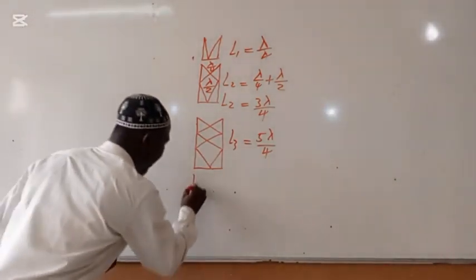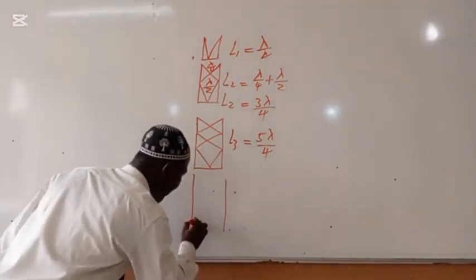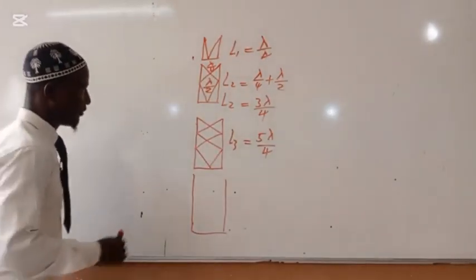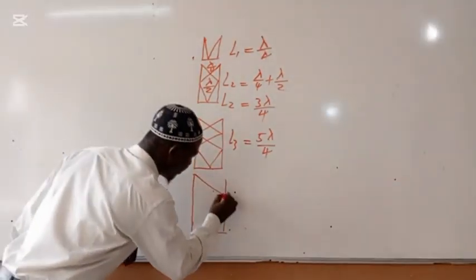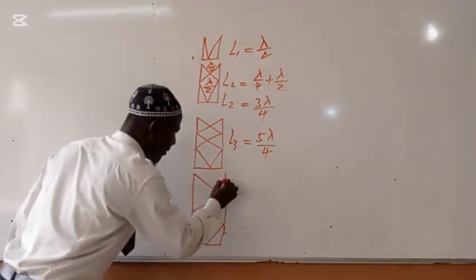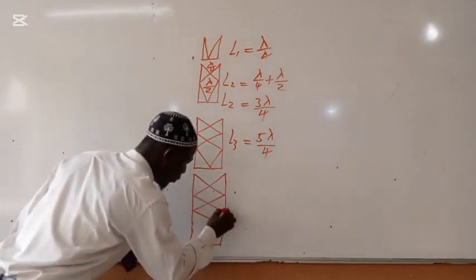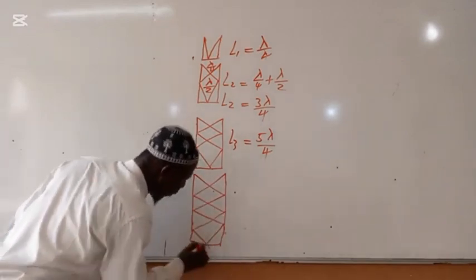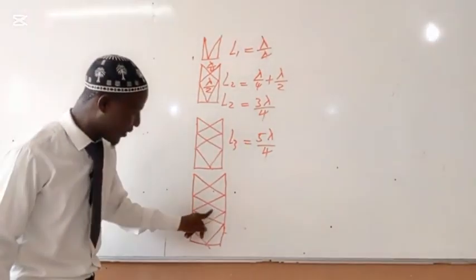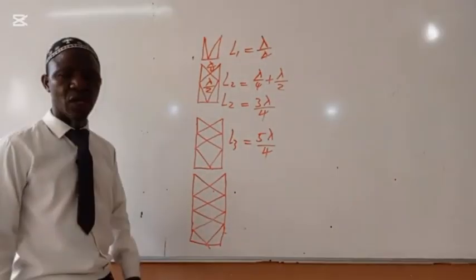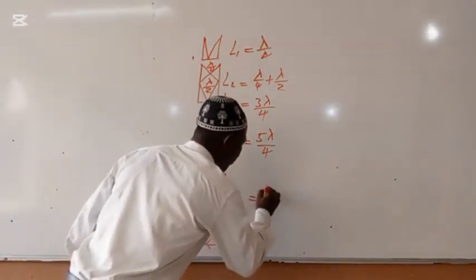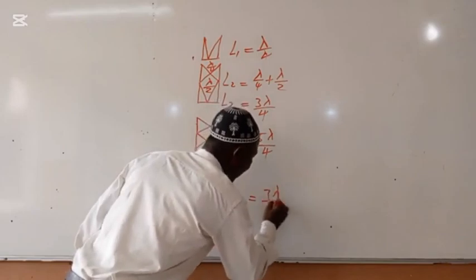The next one is like this. That is the fourth harmonic. Fourth harmonic. 1, 2, 3, 4. Then 1, 2, 3, 4. So if you have this lambda over 2, lambda over 2, lambda over 2, lambda over 2, then lambda over 4. We add it together. L4 is equal to 7 lambda over 4.